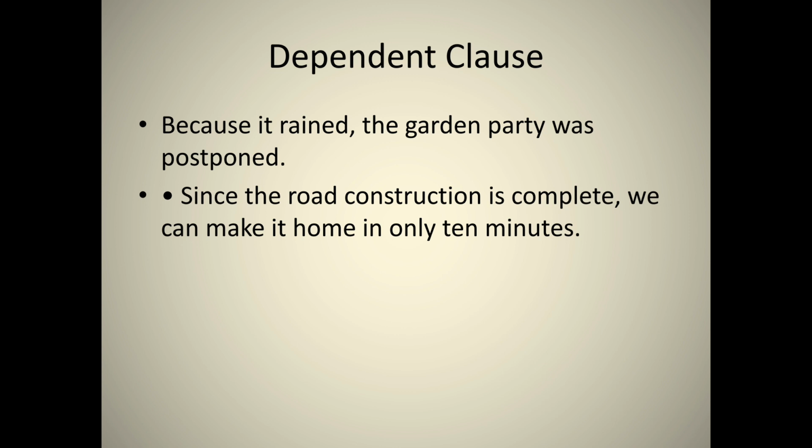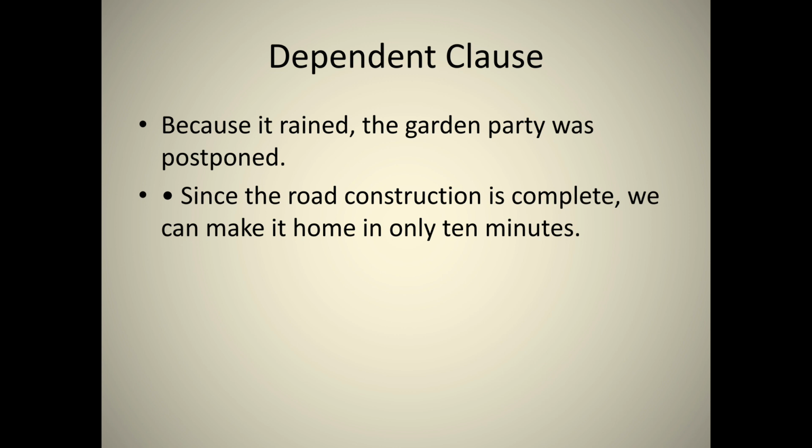Now notice that this second clause, the garden party was postponed, is a complete sentence that makes sense, and it can stand alone as a sentence. Therefore, it is an independent clause, right? So this is an independent clause, and the first part, because it rained, is a dependent clause because it depends on the other clause to make complete sense, right? So you can begin a sentence with a dependent clause.